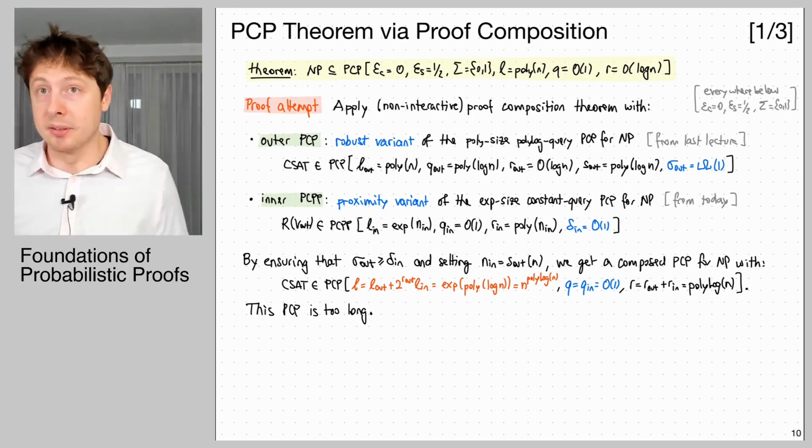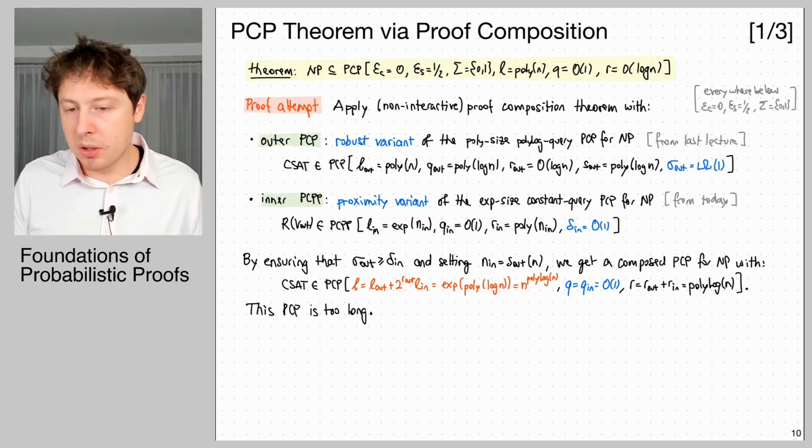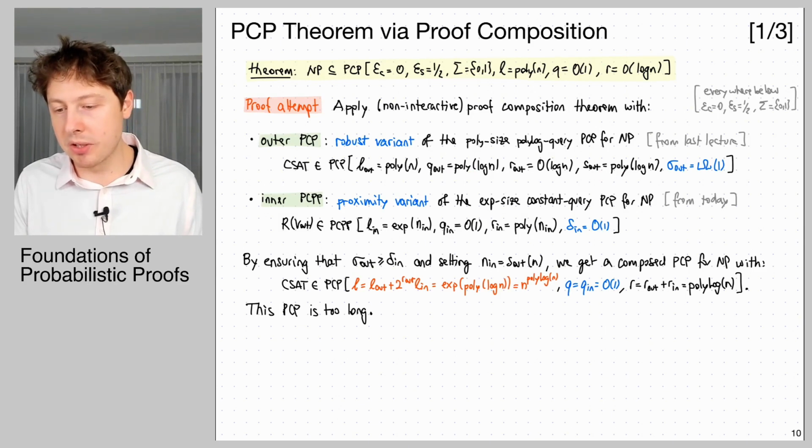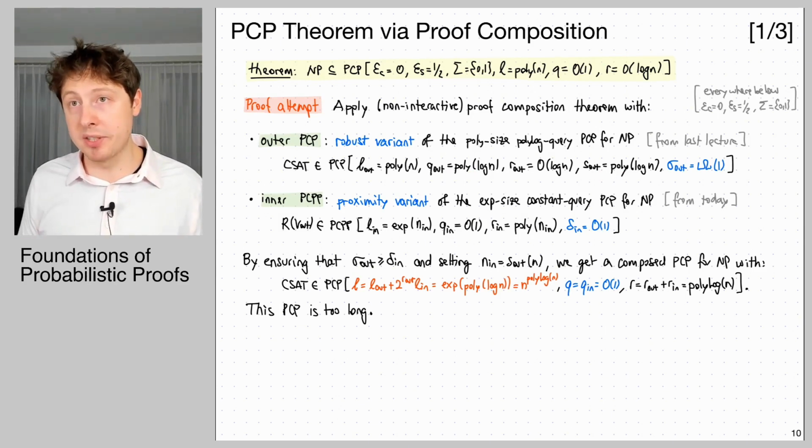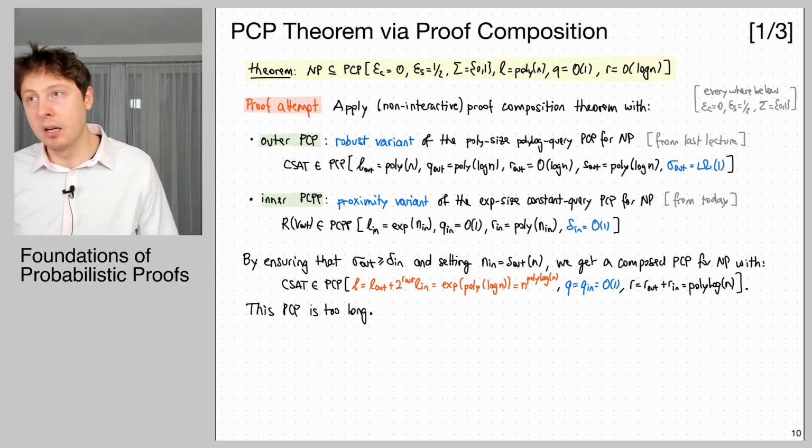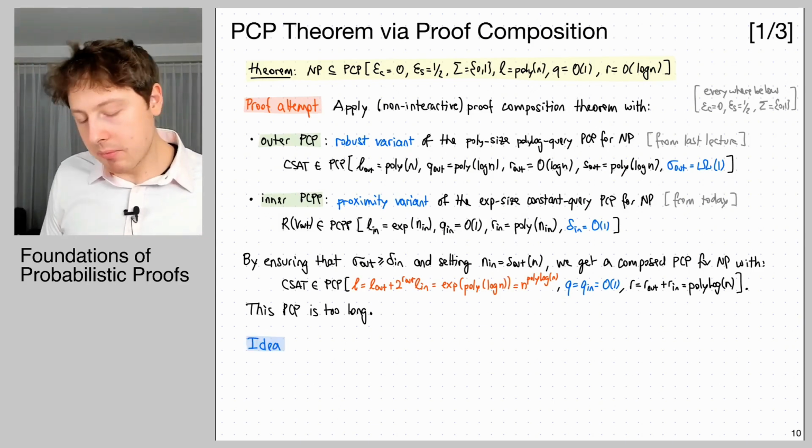And that's at best. So this kind of naive composition of poly-size polylog query outside and exponential size constant query inside doesn't give you poly-size PCP. But that's okay. Here's the idea.